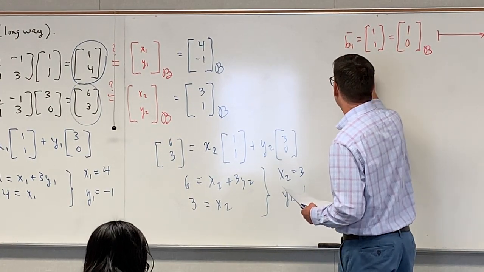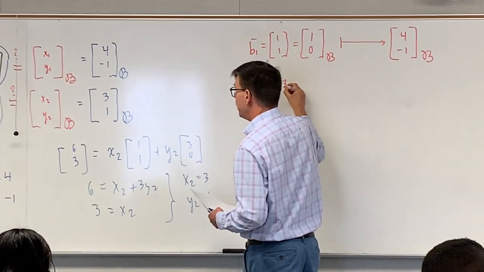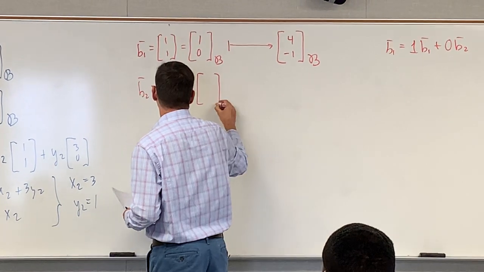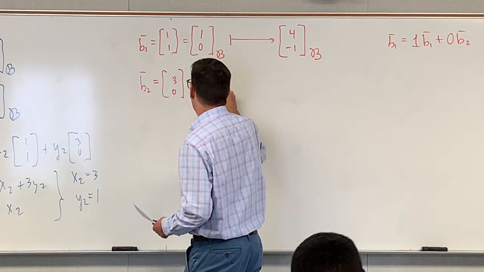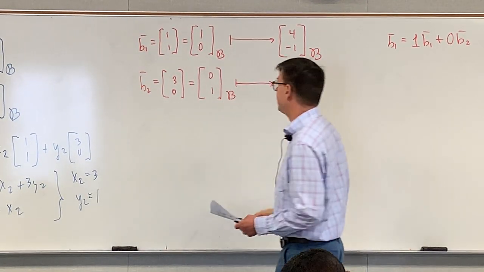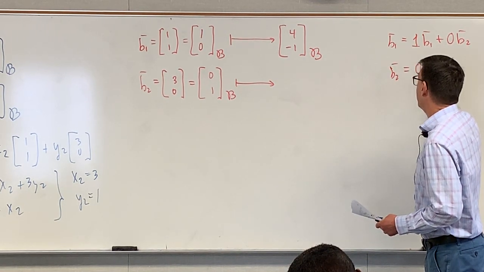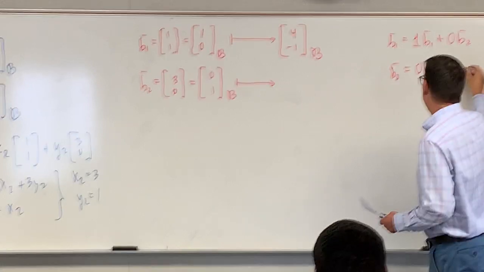b2, which is 3, 0. In b coordinates, that's 0, 1, because b2 is 0 b1 plus 1 b2.